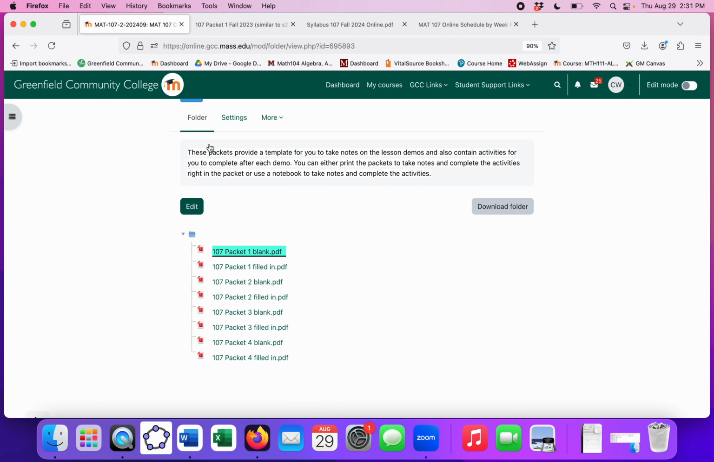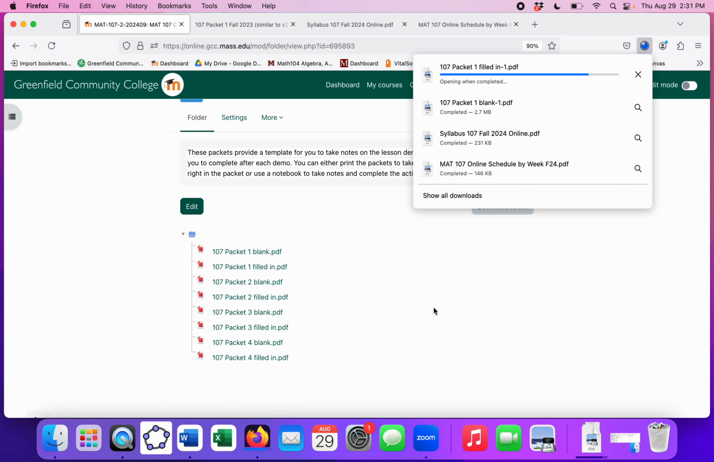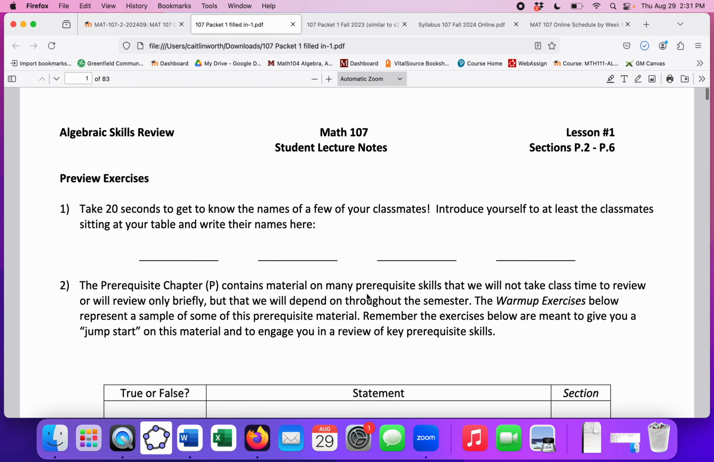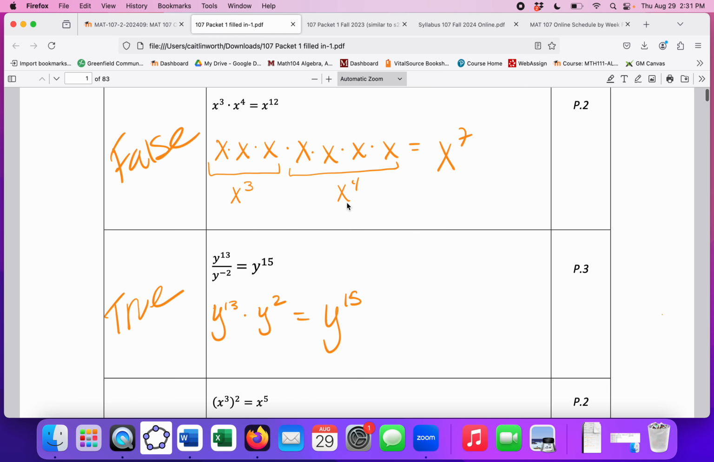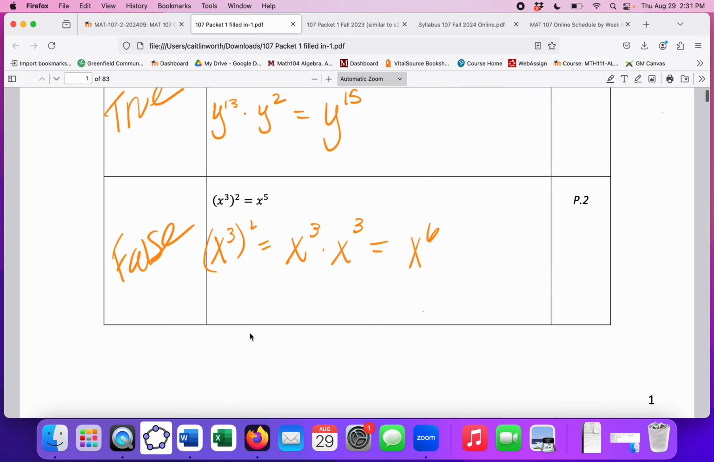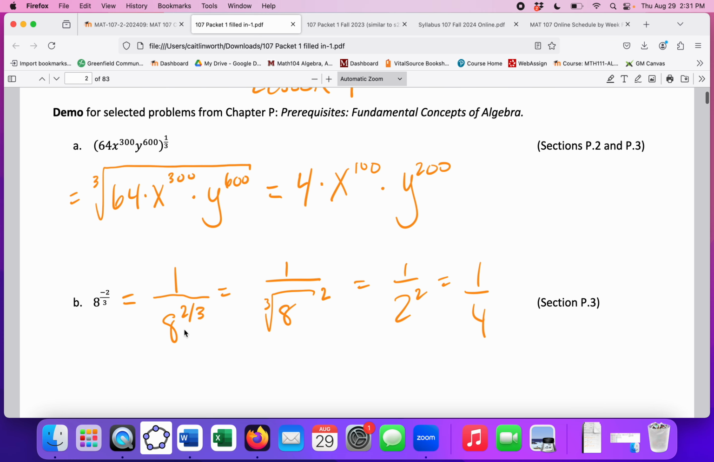And then in addition to the blank version of the notes, there's a filled in version where all these problems are done. Okay, so this is just all the notes have been taken.